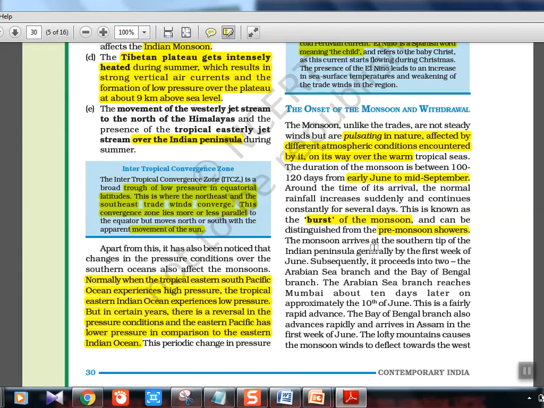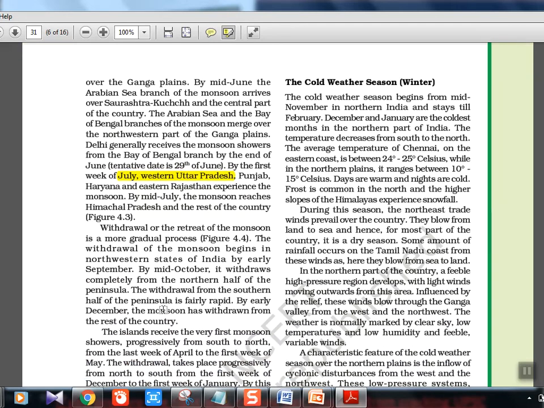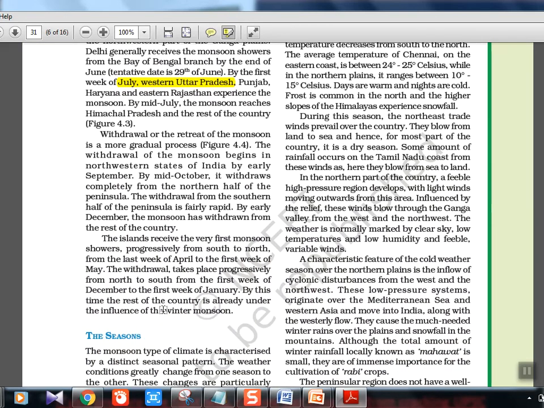The monsoon arrives at the southern tip of the Indian Peninsula generally by the first week of June. Subsequently, it proceeds into two, I told you, the Arabian Sea branch and the Bay of Bengal branch. It reaches Mumbai about 10 days later. This is a fairly rapid advance. The Bay of Bengal branch also rapidly advances in Assam. The lofty mountains cause the monsoon winds to deflect towards the west over the Ganga plain. This is again that picture story which I told, how it is dividing and going to different places. We don't need to repeat and waste our time. By the first week of July, western Uttar Pradesh. I'll show you a map now, which region and which date it is reaching.